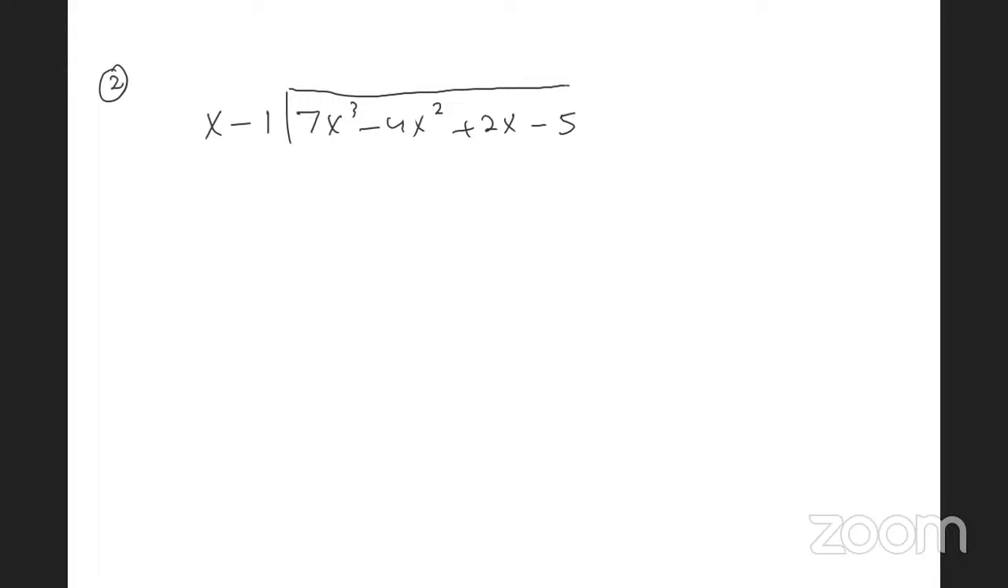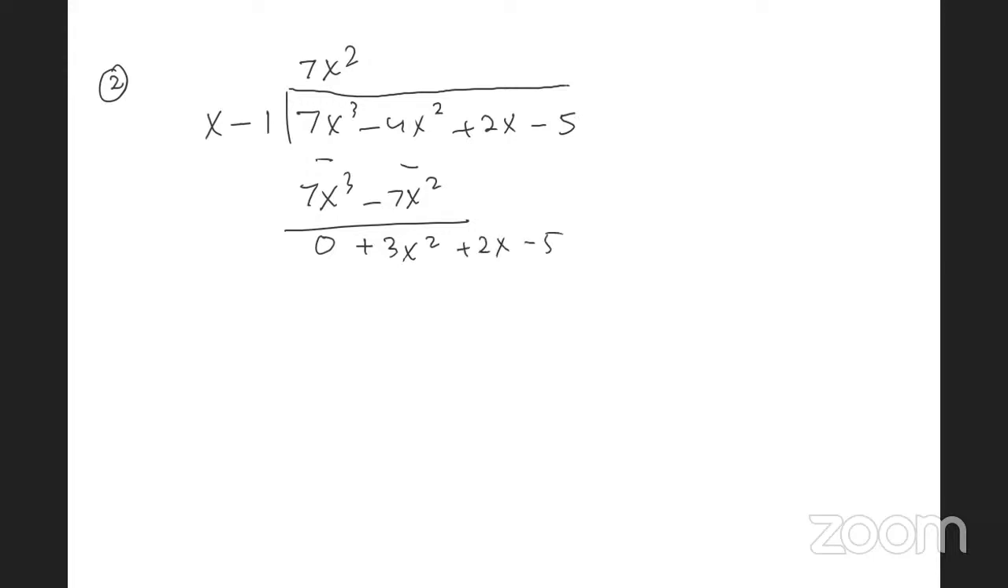Let's see how it went. Right, so x into 7x cubed is 7x squared. 7x squared by x is 7x cubed, 7x squared by minus 1 is minus 7x squared. Subtract, right? This will be 0. Minus 4 minus minus 7 is positive 3x squared. A minus and a minus make a plus, right? And then you bring down the 2x and then you bring down the minus 5.